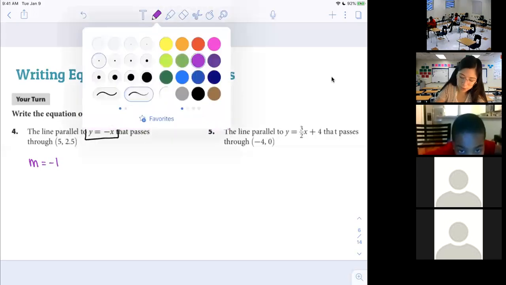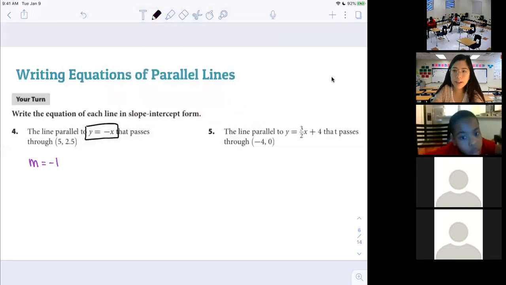Good. And we know that it has to be parallel to y equals negative x, and the slope of y equals negative x is -1. So it has to have the same slope as the original equation. But I don't know b. So to find b, what do I do? Plug it into what?